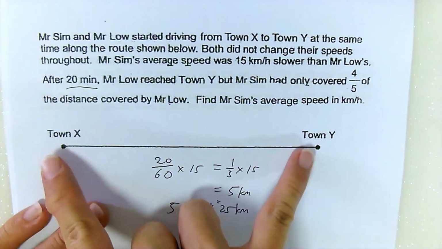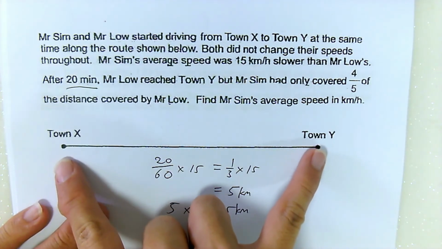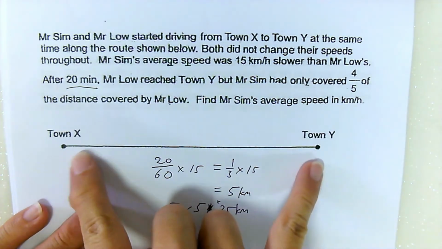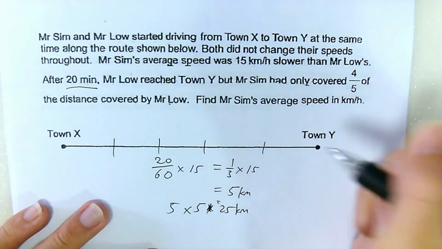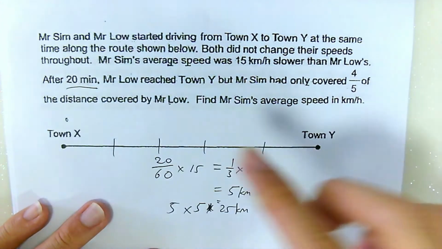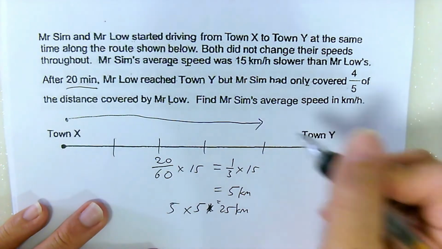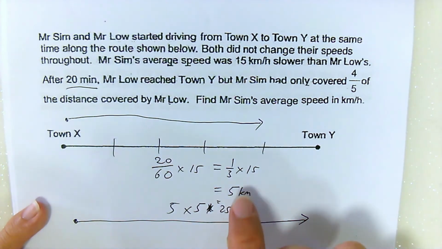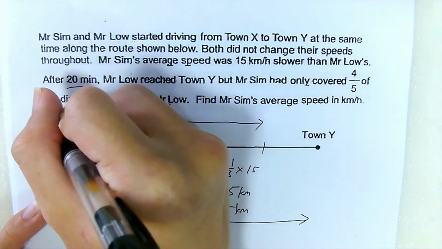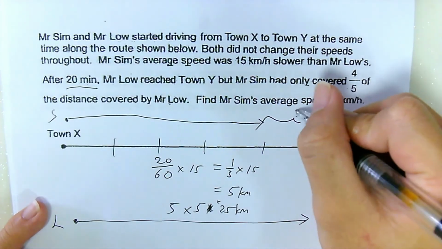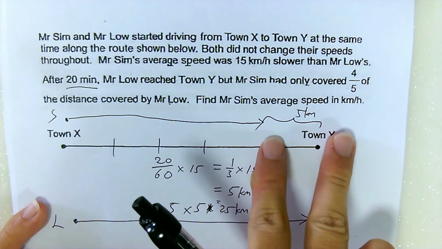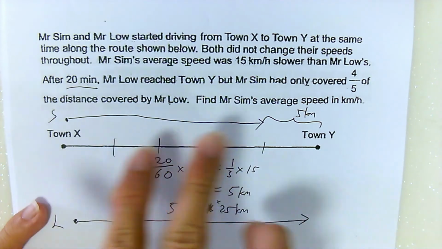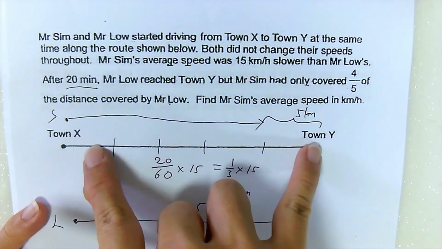Okay, this is the entire length of the journey. I'm going to separate this into 5: 1, 2, 3, 4, 5. This is Mr. Sim. Mr. Sim only reached here, but Mr. Low already reached here. He is 5 km behind Mr. Low. This is Mr. Sim, this is Mr. Low. He's 5 km behind, 5 km, in 20 minutes. So to find the entire thing, it is 5 plus 5 plus 5 plus 5 plus 5, which is 5 times 5, which is 25 km. So the entire part is 25.